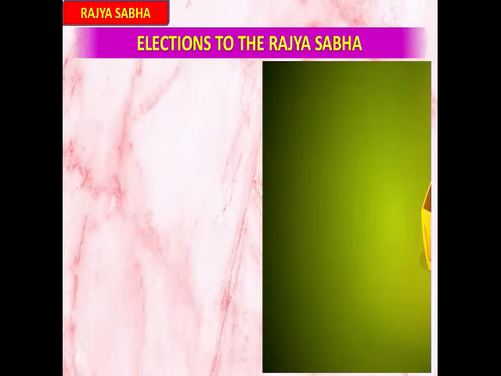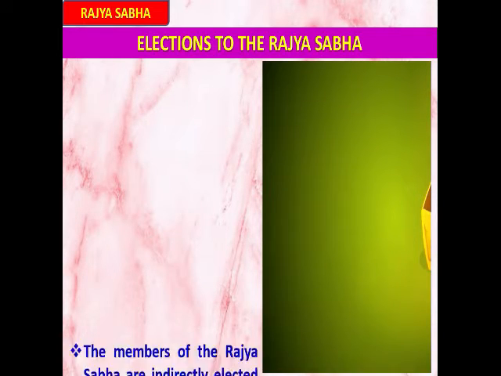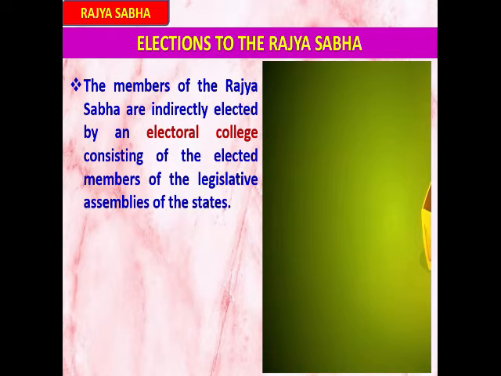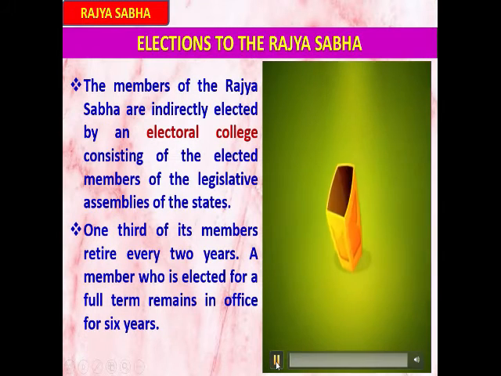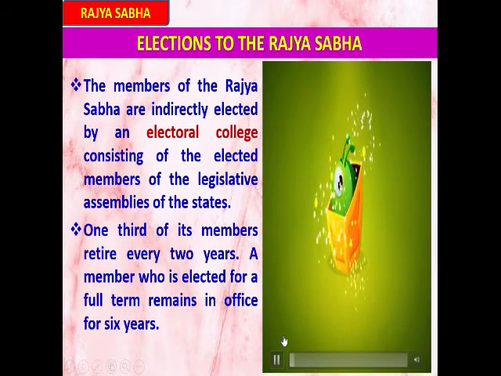Okay, and now we will see about the Rajya Sabha, that is, the elections to the Rajya Sabha. The members of the Rajya Sabha are indirectly elected by an electoral college consisting of the elected members of the legislative assemblies of the states. One third of its members retire every 2 years. A member who is elected for a full term remains in office for 6 years. I'm going to show you a small video about the elections to the Rajya Sabha. Let's see about this.